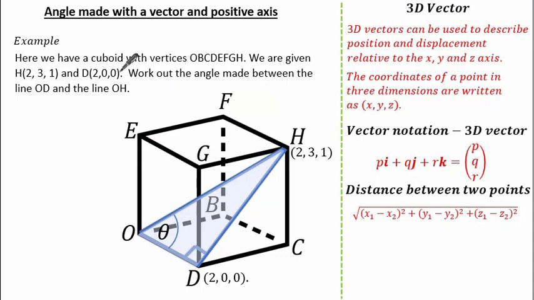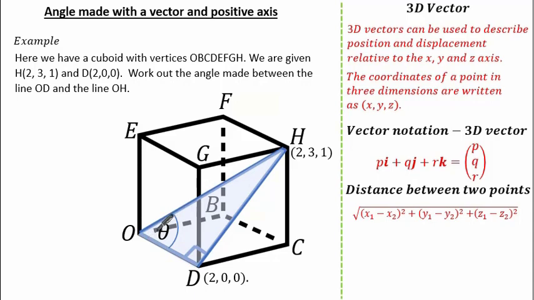Here we have a cuboid and has the vertices O, B, C, D, E, F, G, and H. And we're given the coordinate H to be 2, 3, 1, and we're given the coordinate D to be 2, 0, 0. And we're asked to work out the angle made between the line OD and the line OH.